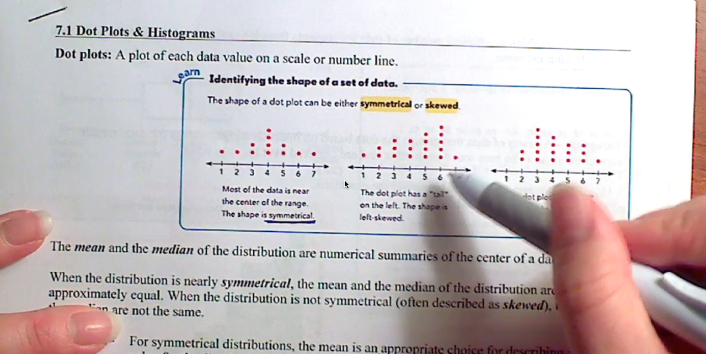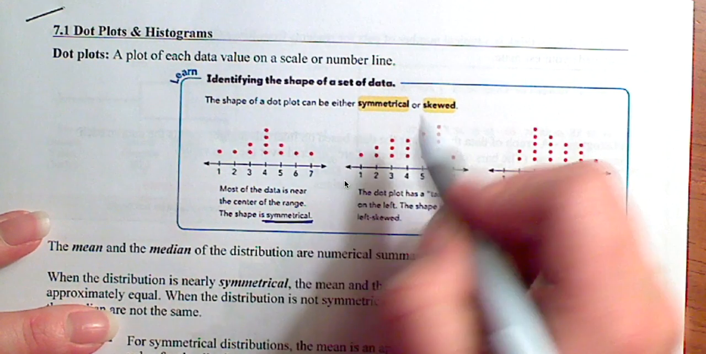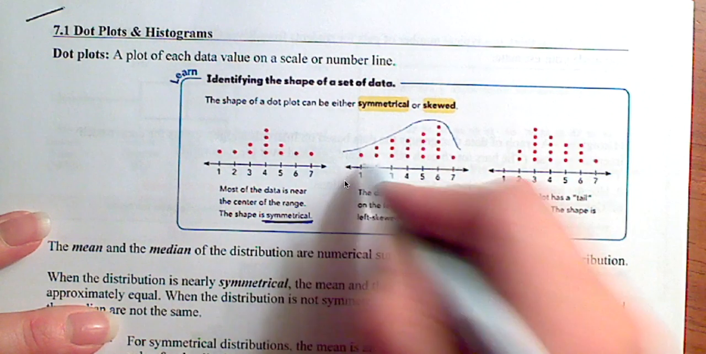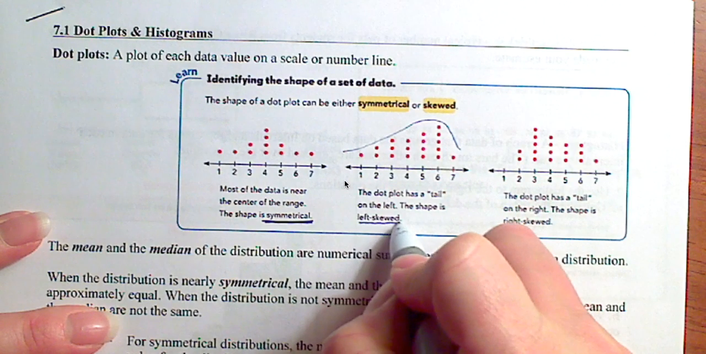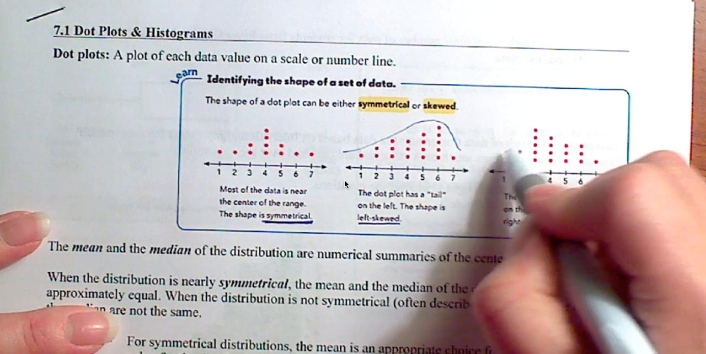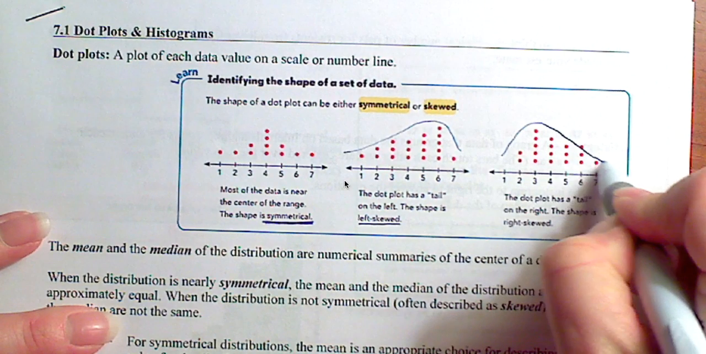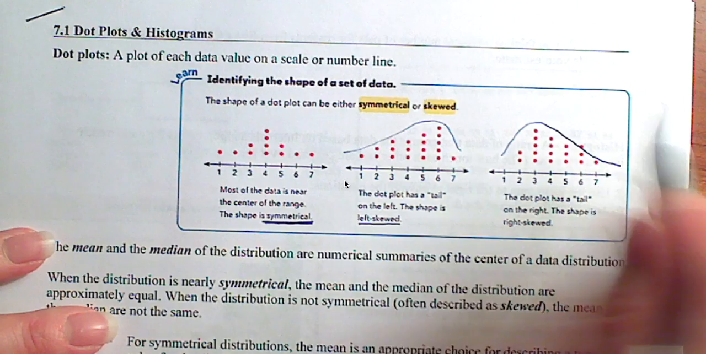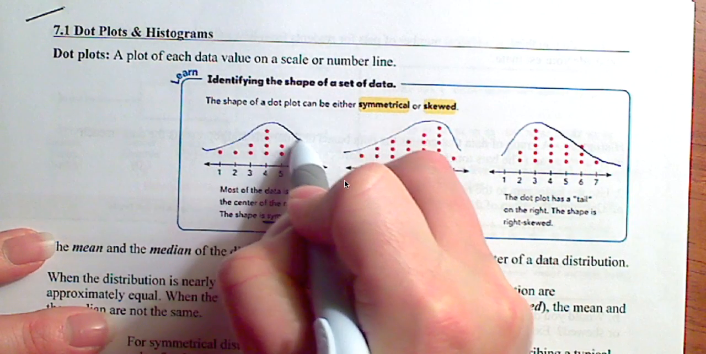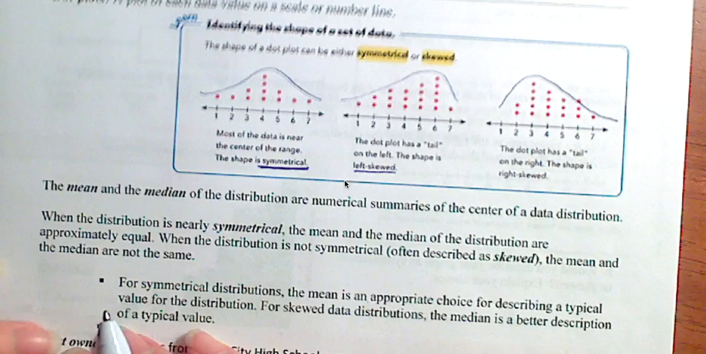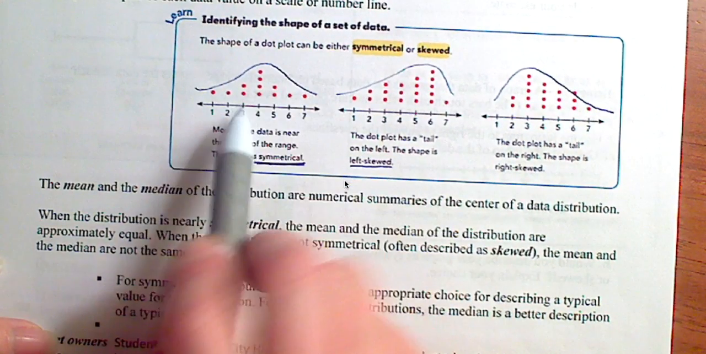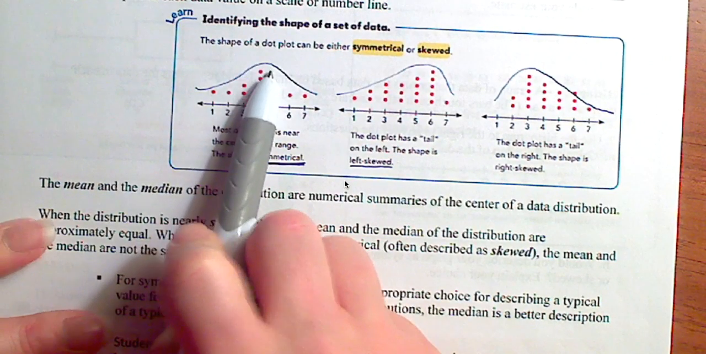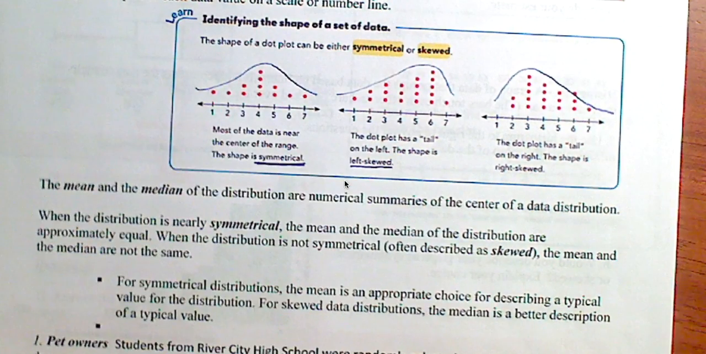These two, the dot plot has a tail on the left, so it goes up like this and tails off this way. So it has a tail on the left, so we call it left skewed. And this one goes up on the left and goes down on the right, so it has a tail on the right, so we call it right skewed. This one goes up in the middle. Now they don't have to be perfectly symmetrical, but mostly having the highest value in the center somewhere would be symmetrical and tailing off on either side.